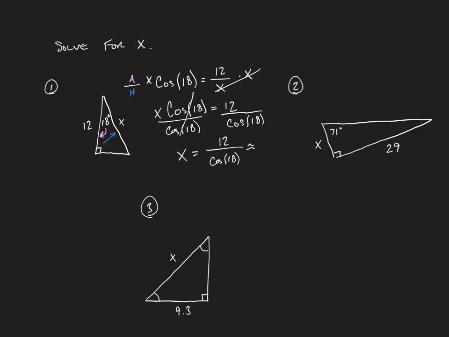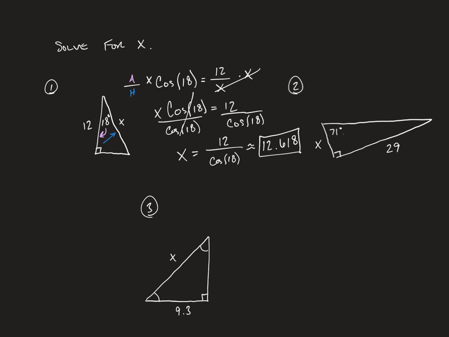So now I'm just going to type this into my calculator, and 12 divided by cosine of 18 is approximately 12.618 if I round to the thousandths place. So that's the length of that side x. Let's move on to number 2.